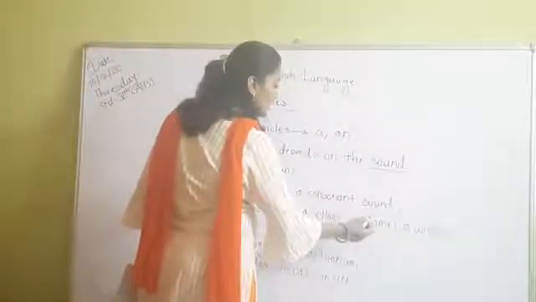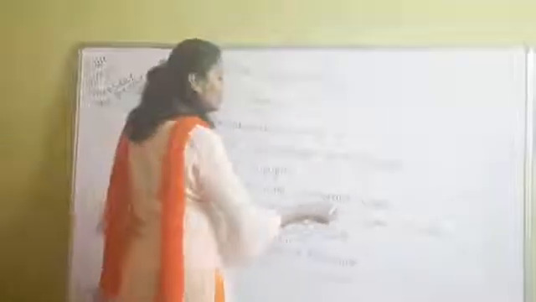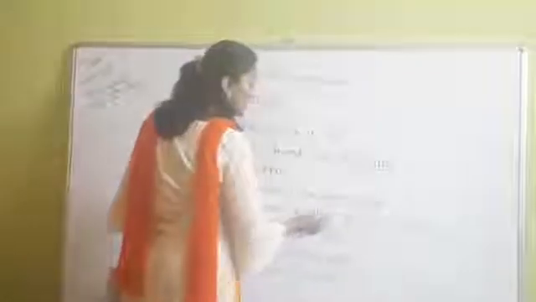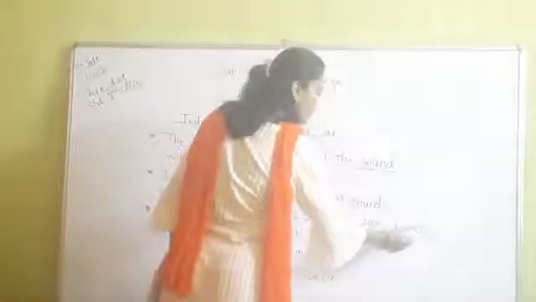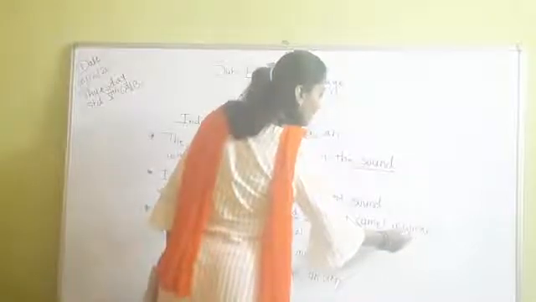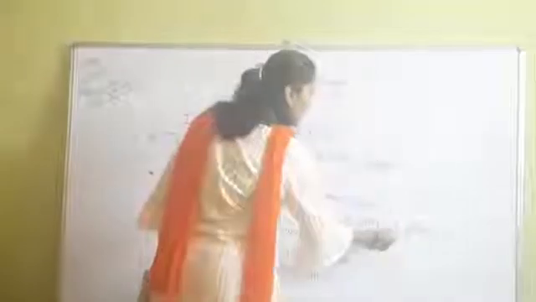Then, same with camel. The spelling of camel starts with C, that is a consonant. So we have to use here a camel. Same with wicket. The spelling of wicket starts with W. That is a consonant and we have to use here a wicket.